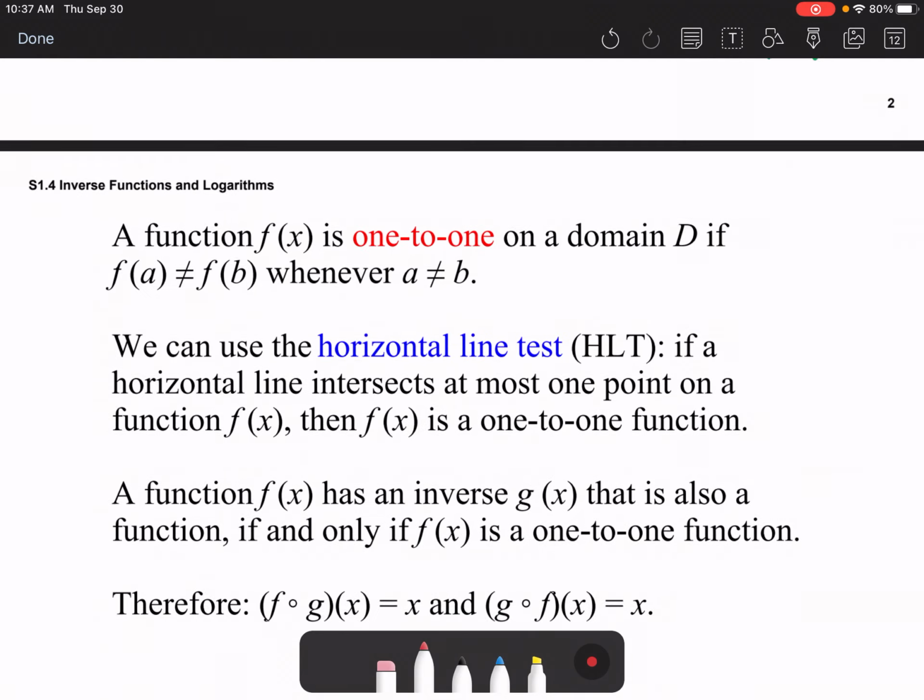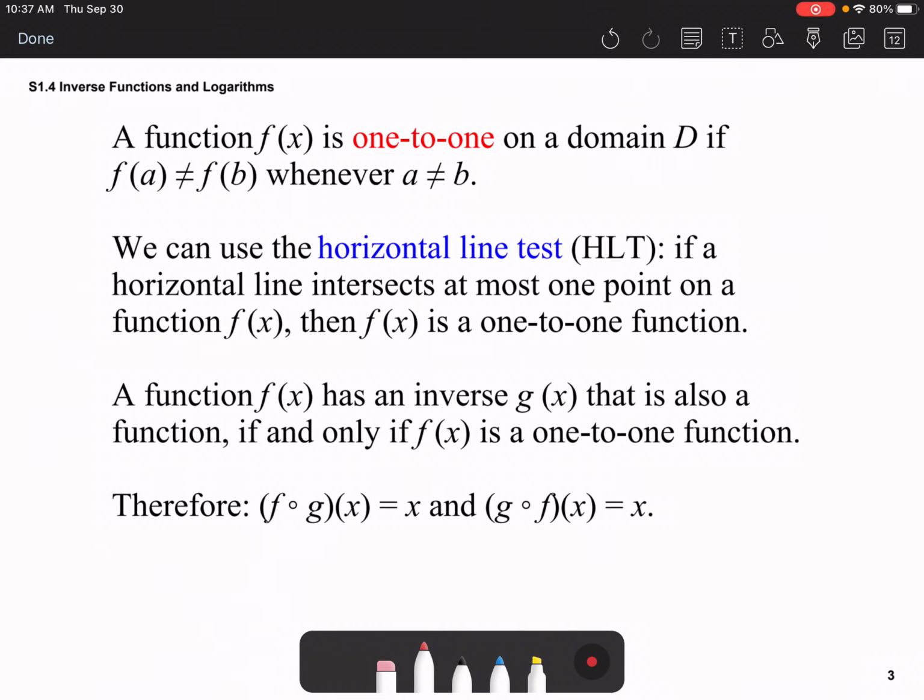So this comes to this idea. A function f of x is considered to be one-to-one on a domain D if f at a does not equal f at b whenever a does not equal b. So in other words, what we're looking at is whether or not the inverse is also a function.